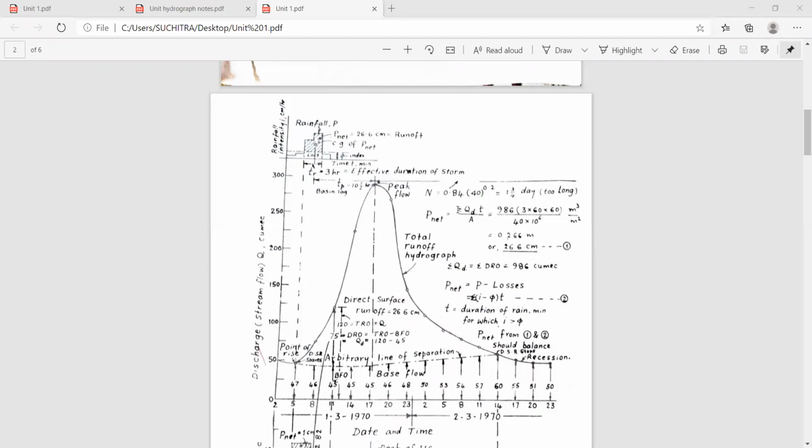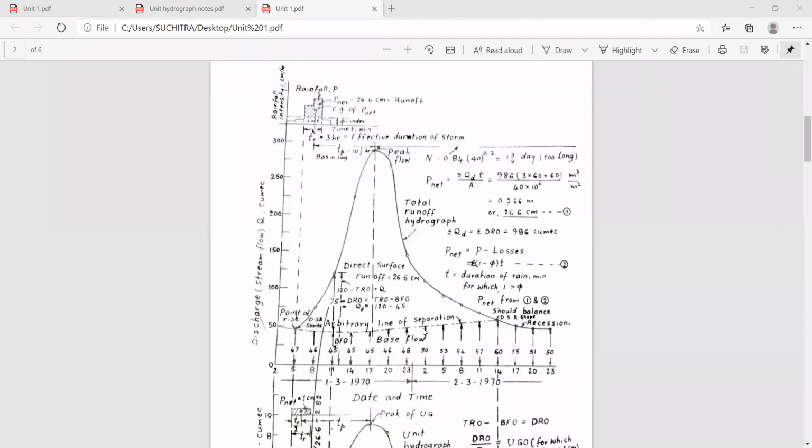So here the sigma Q dt, after adding all the direct runoff ordinates, works out to be 986 cumecs, and the duration of the storm is 3 hours. So you can convert 3 into 60 into 60, divided by the area of the catchment, which is 40 kilometers square. Thereby you will get the net precipitation depth. Once you get the net precipitation depth, you have to divide each of these direct runoff ordinates by the net precipitation depth to get the ordinates of the unit hydrograph.